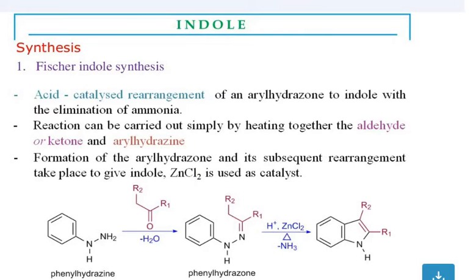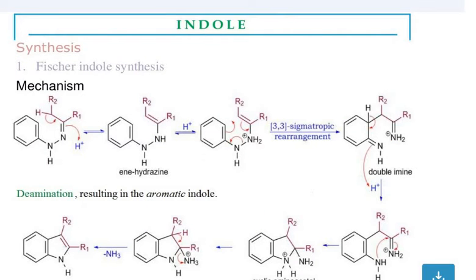The reaction can be carried out simply by heating together the aldehyde or ketone and aryl hydrazine. Then formation of the aryl hydrazone and its subsequent rearrangement take place to give indole. Zinc chloride is used as catalyst. Now everything is clear to you. Look at here the structure of phenylhydrazine. You look at here the structure of the ketone, dehydration occurs, a carbon-nitrogen bond is formed, and phenylhydrazone. You know very well about the formation of phenylhydrazone with phenylhydrazine. And then you can see zinc chloride, which acts as a catalyst here, and then cyclization occurs, forming disubstituted indole.